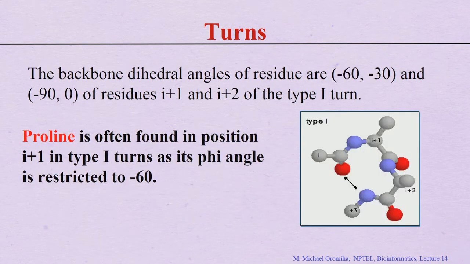If you talk about type 1 turns, it mainly depends upon the backbone dihedral angles. You can see the angles are minus 60, minus 30 and minus 90, 0 for the residues I plus 1 and I plus 2 in the case of a type 1 turn. If we look into the frequency of occurrence of amino acid residues in turns, proline is the residue which is present quite often at position I plus 1 in type 1 turns, because the phi angle is restricted to minus 60. I will discuss the phi and psi angles in a few minutes.